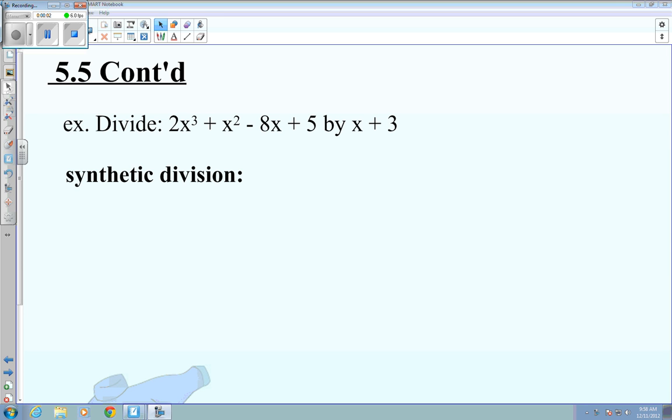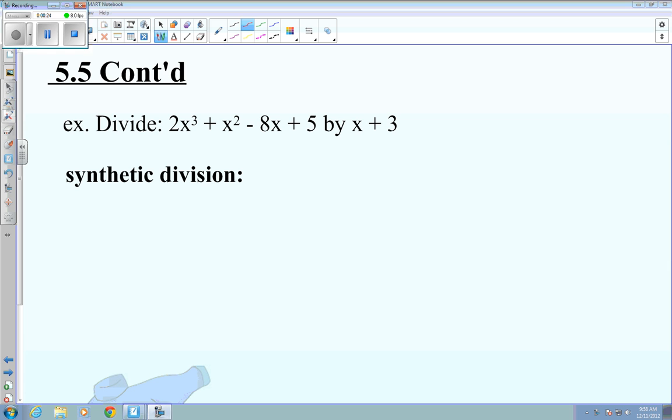So in 5.5, we're going to continue with our division of polynomials. But this time we're going to learn the shortcut, which is synthetic division. It's a little shorter version. Caution a little bit. It only works for specific divisors.